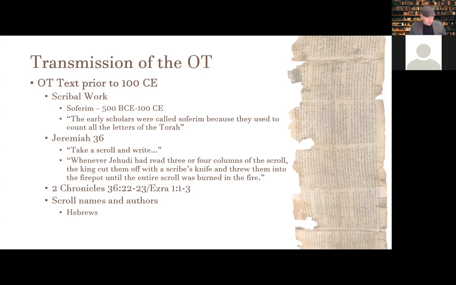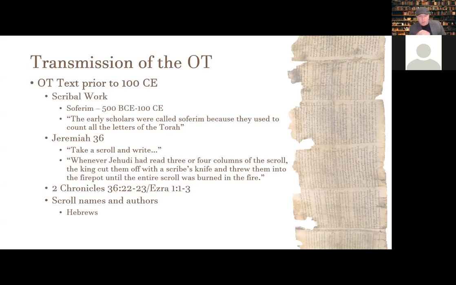So we're getting close to wrapping up here. We won't even make it to 500 CE. But when we look forward at the Old Testament text, when we look at the scribal work, this slide here is looking at what scribes did to the text and gives us inclinations of certain things.